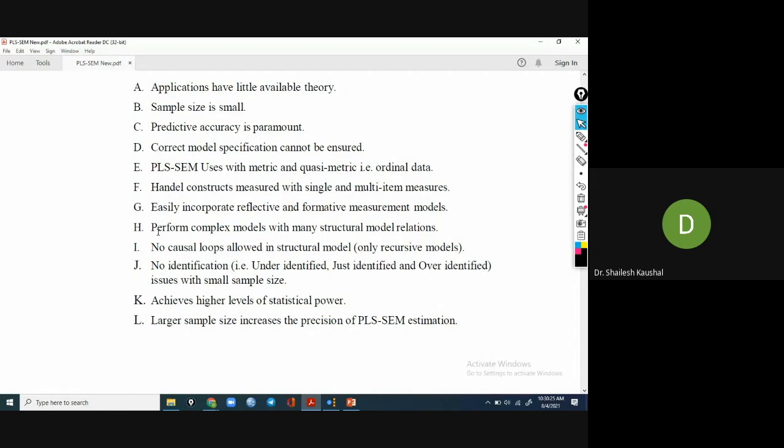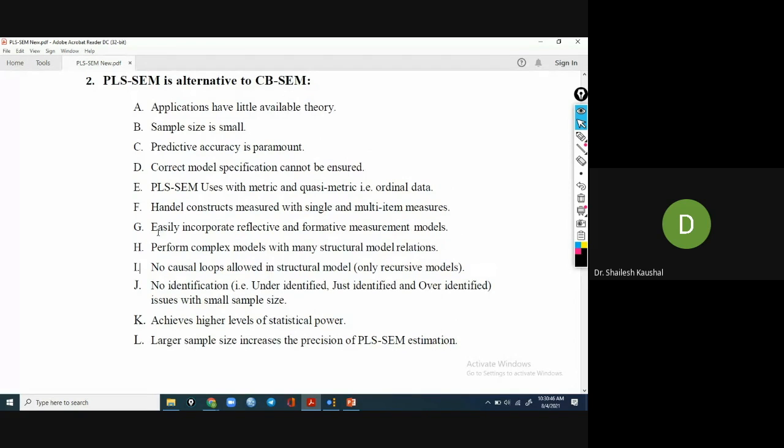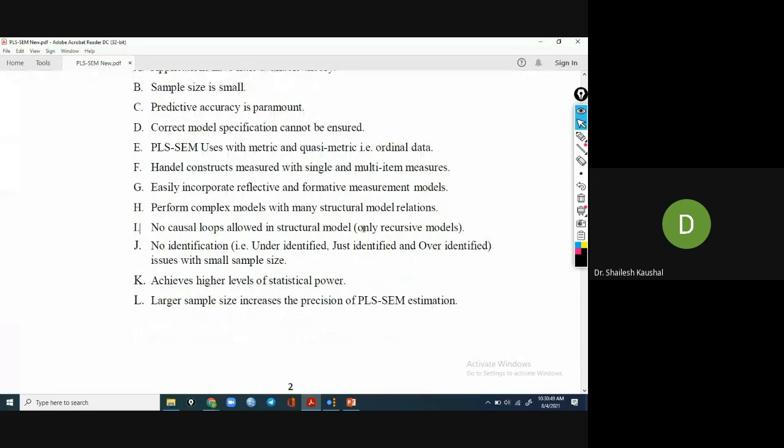Then another advantage of PLS is that it can perform complex models with many structural model relations. In CBSEM, no causal loops are allowed in the structural model, only recursive models, and there are identification issues. So the limitation is that we can perform only recursive models in CBSEM, but here we can use non-recursive models also. And identification means under-identified, just-identified, and over-identified models; with PLS we can work with small sample sizes.